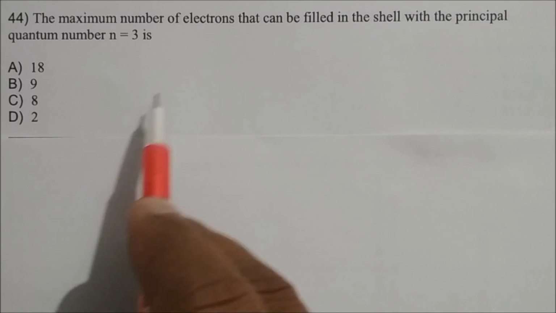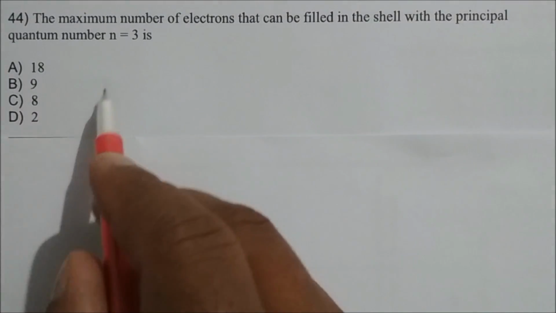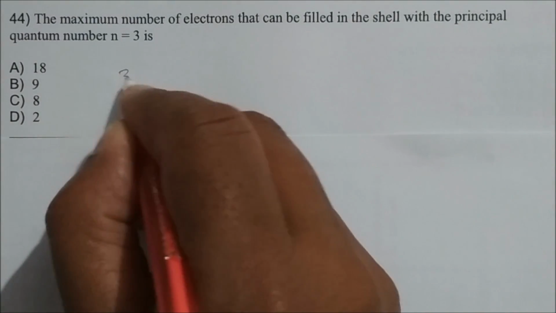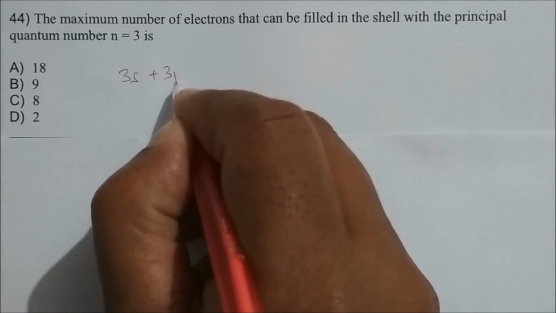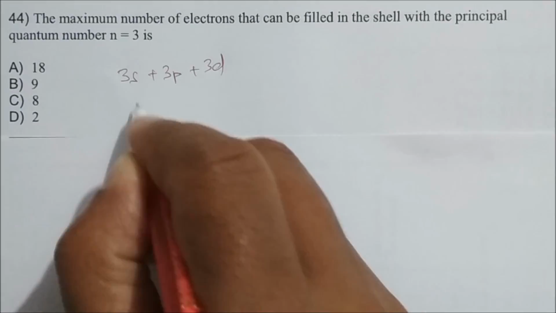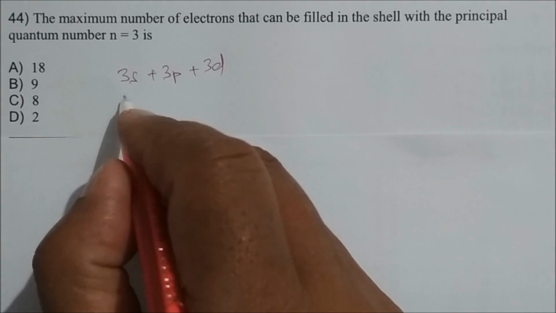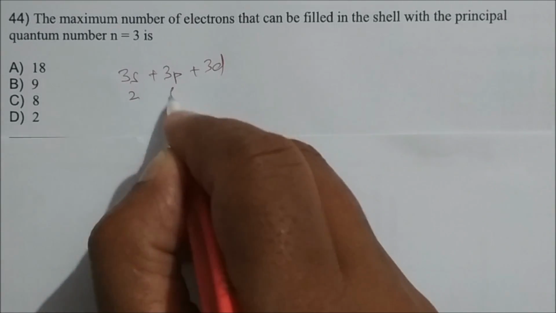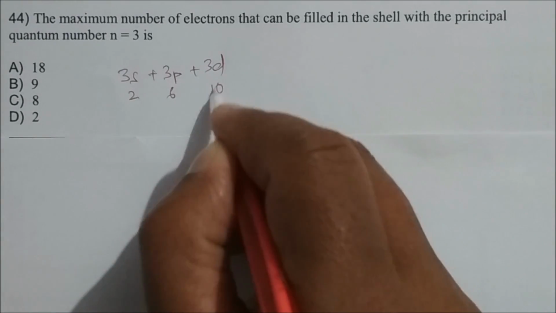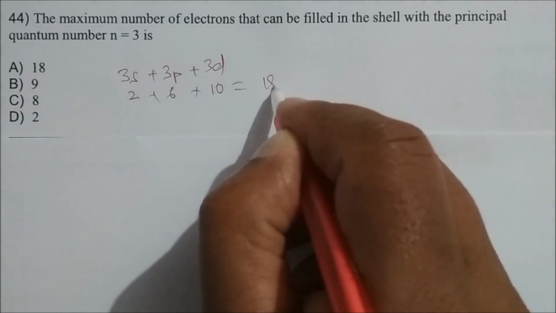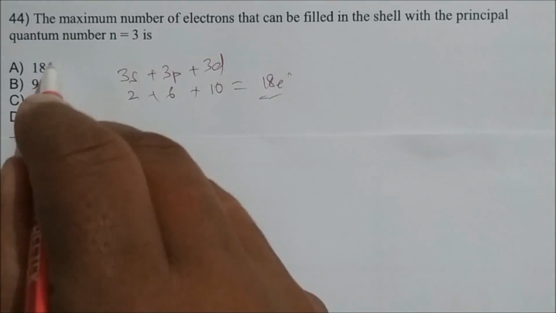The maximum number of electrons that can be filled in a shell with principal quantum number n equal to 3. 3 means 3s, next is 3p and next is 3d. So how many electrons will be there? It will be 2 electrons here, 6 electrons here, and 10 electrons here. The total, if you count it, becomes 18 electrons. Very easy question. Answer is 18.